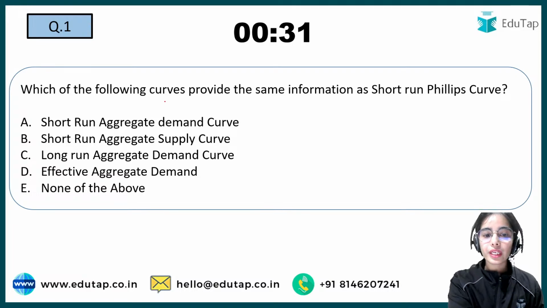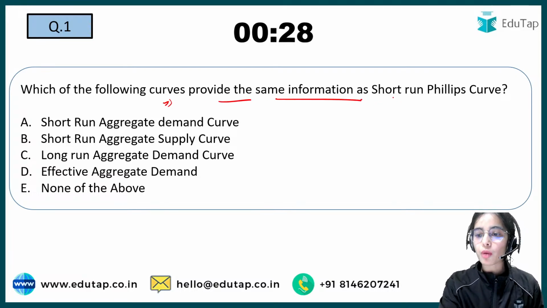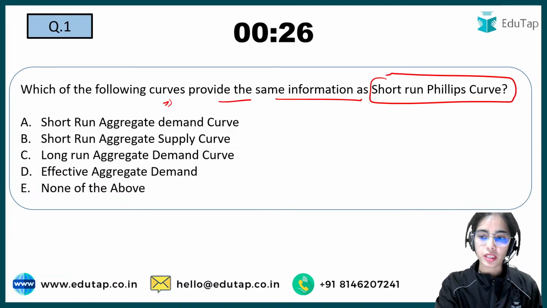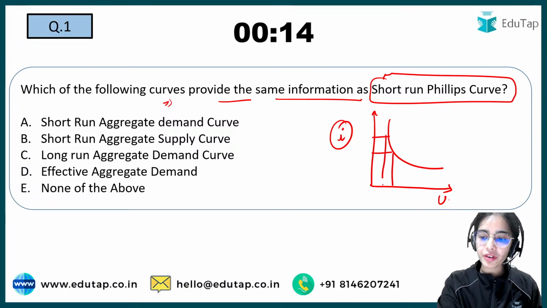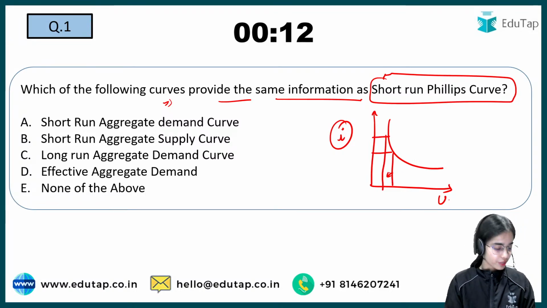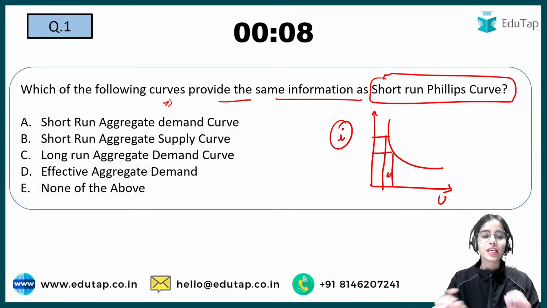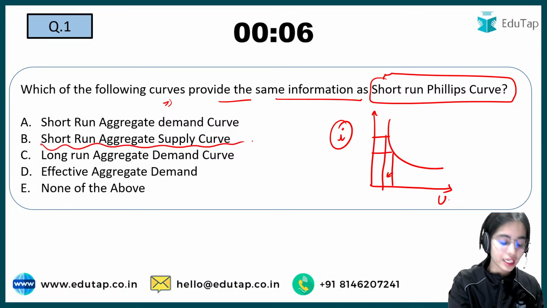Which of the following curves provide the same information as the short-run Phillips curve? So what is the short-run Phillips curve? It shows that there is an inverse relationship between the rate of inflation as well as the unemployment rate. If the rate of inflation is increasing, the unemployment rate is decreasing and vice versa. So the same information is provided by the short-run aggregate supply curve also.